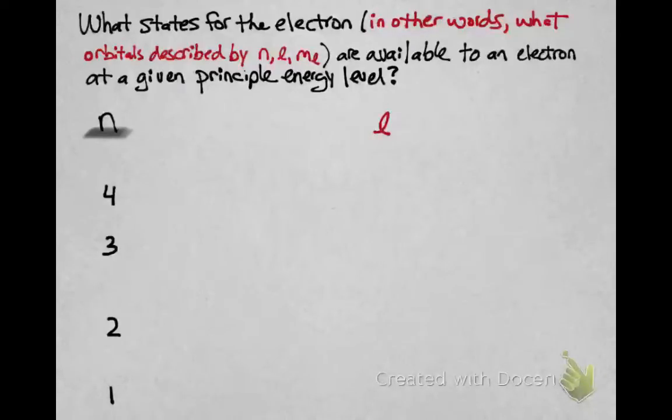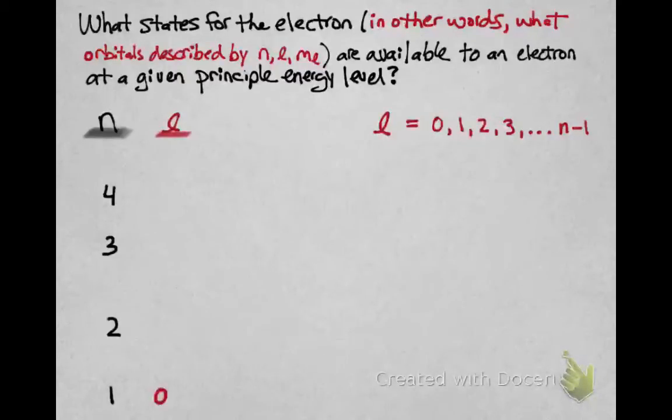l can take on values ranging from 0 through integer changes up to n minus 1. So in other words, l at principal energy level of 1, n equals 1, can only have one value, right? Because it's going to range from 0 up to n, which is 1, minus 1, which is 0. So it ranges from 0 to 0, so just one possible value. In other words, there is only one orbital at energy level 1, and it's described by l is equal to 0.